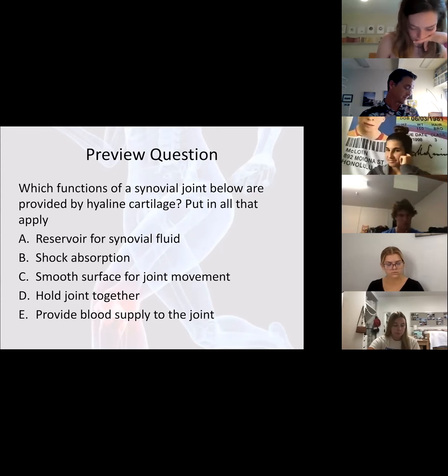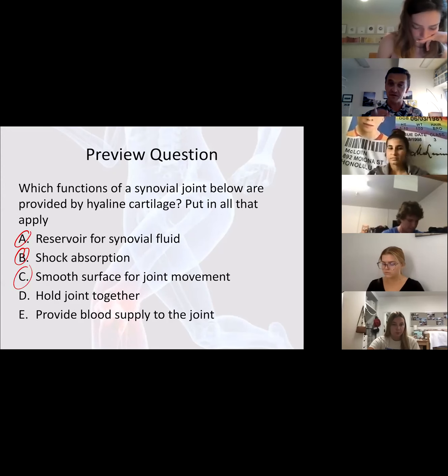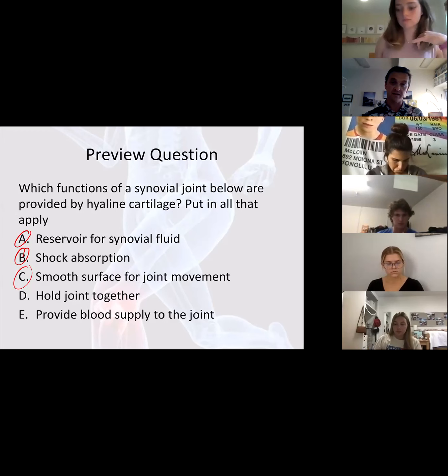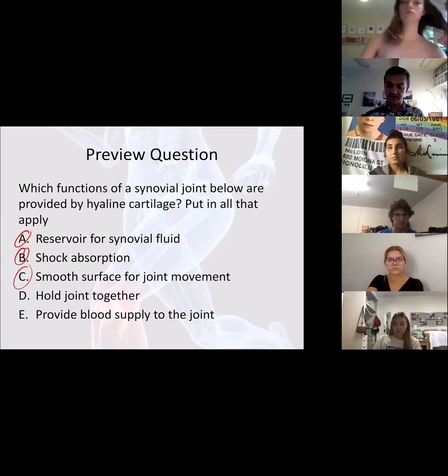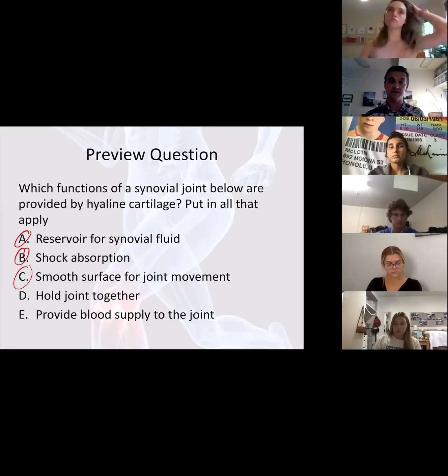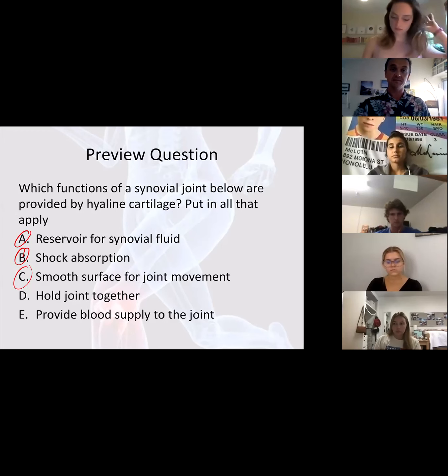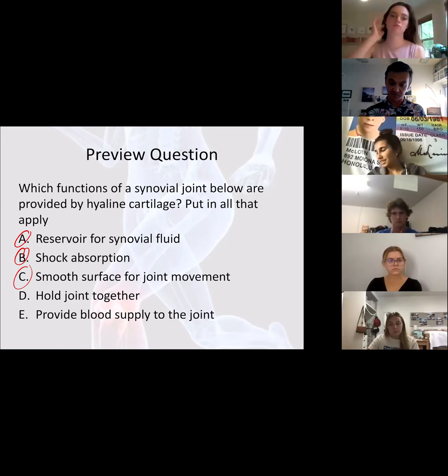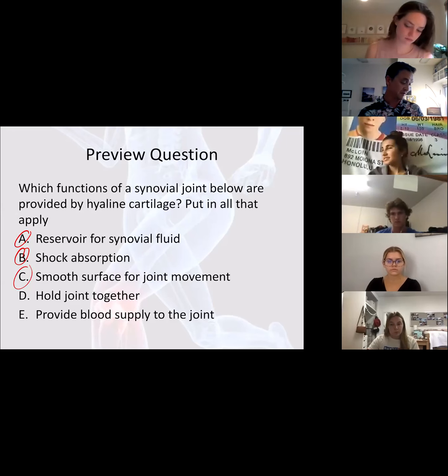But then also, shock absorption, smooth surface. It's also a reservoir for synovial fluid. We haven't talked about that one yet. We will in just a sec. Synovial fluid is a lubricating fluid inside of our joints. There's a little bit of sponginess to hyaline cartilage. And so when you're not moving much, that synovial fluid soaks up into that spongy hyaline cartilage. And when you start moving again, it pushes out and it's available to use.